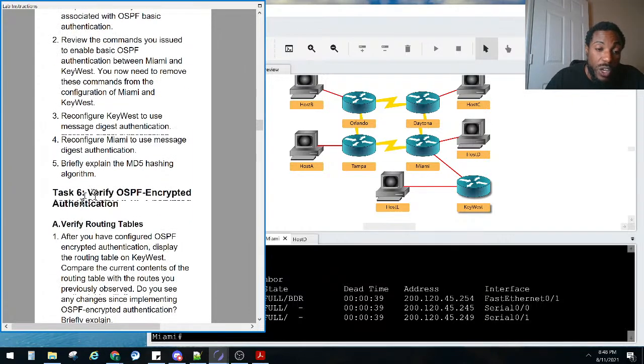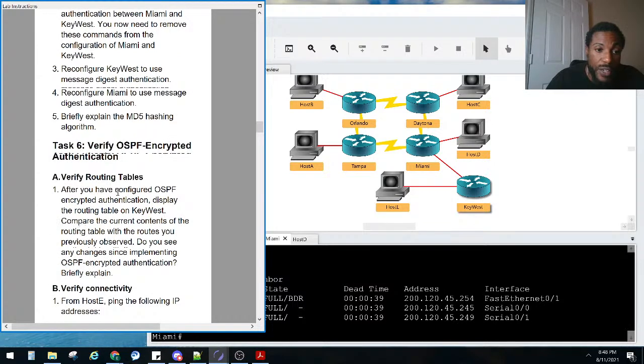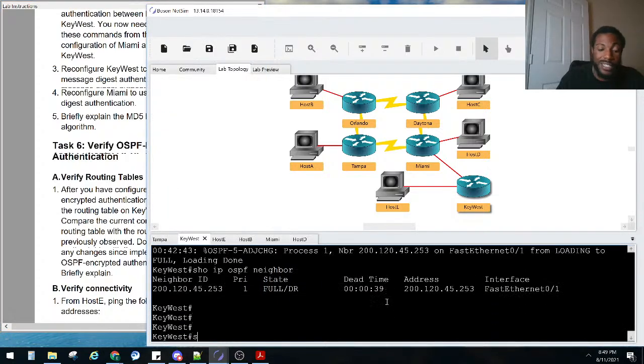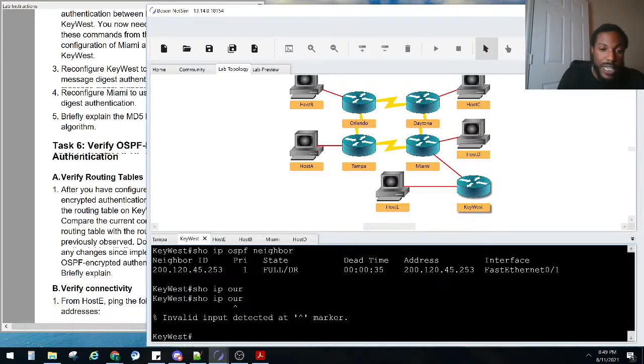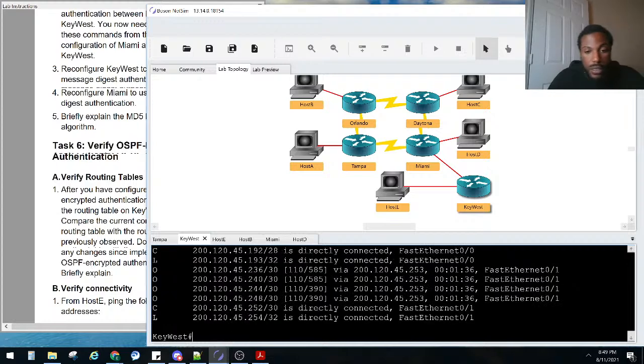Verify OSPF encrypted authentication. Verify the routing tables. After you have configured OSPF encrypted authentication, display the routing table on Key West. So we go to Key West, and most likely the routing table looks the same. Show IP OSPF neighbor, and my bad, show IP route. Our routes.